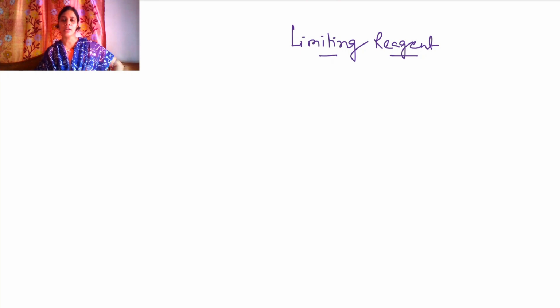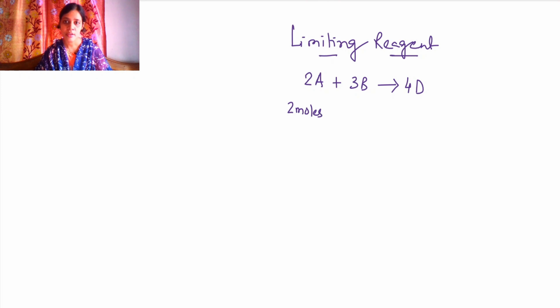Okay, so I'll explain it by taking an example. Suppose I write this equation: 2A plus 3B reacts to give 4D. How will I read this equation? I'll read it this way: when 2 moles of A reacts with 3 moles of B, we get 4 moles of D. So here two reactants are present and their moles are respectively 2 and 3.